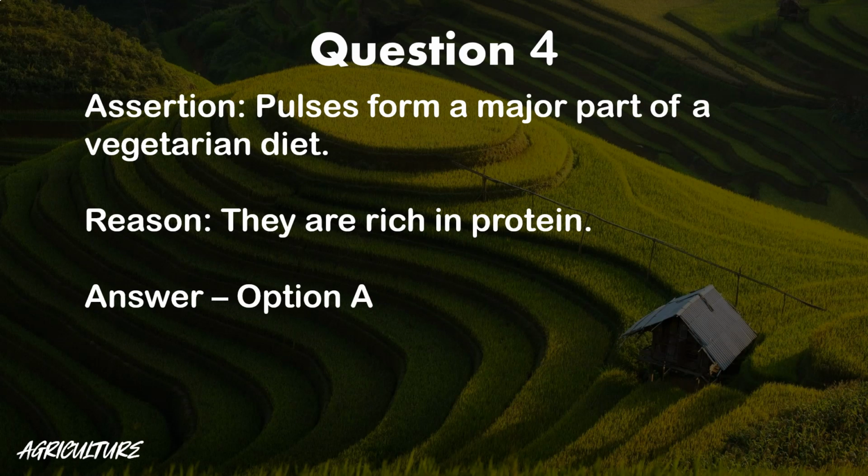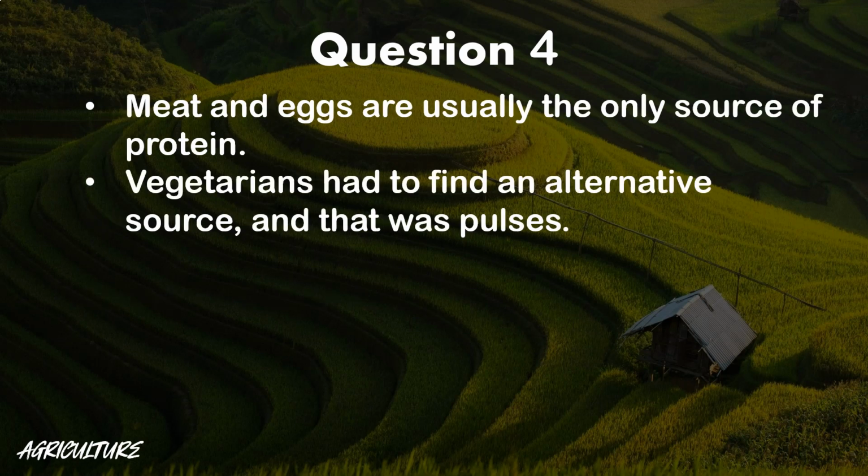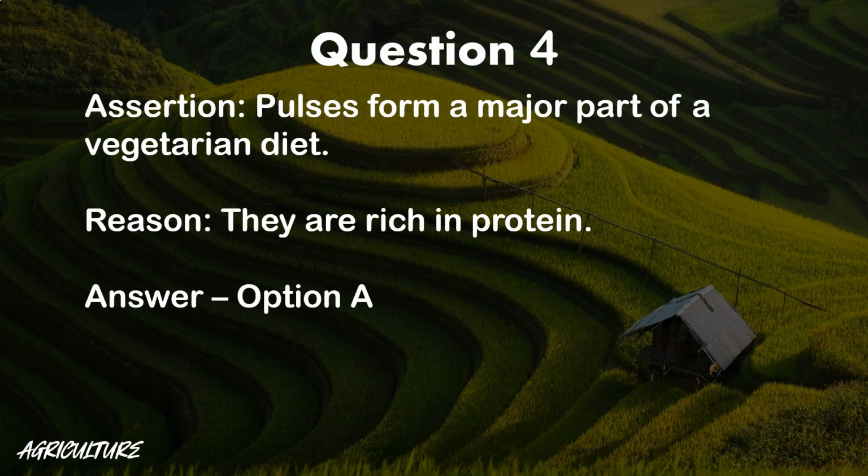Assertion is true, reason is true, and reason is the correct explanation of the assertion. The explanation behind this is that meat and eggs were usually considered the only sources of protein. So vegetarians had to find an alternative source, and that was pulses. Pulses are highly rich in protein. So moong, urad, and all these different types of dals are highly rich in protein. For vegetarians who can't consume meat and eggs, pulses are the next best thing. So the assertion is true, reason is true, and it's the correct explanation.